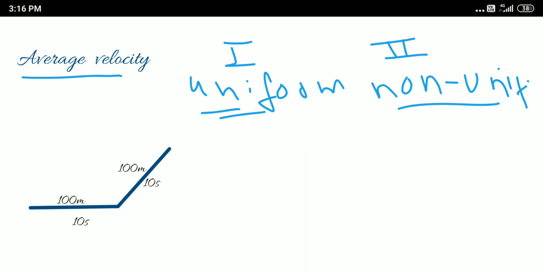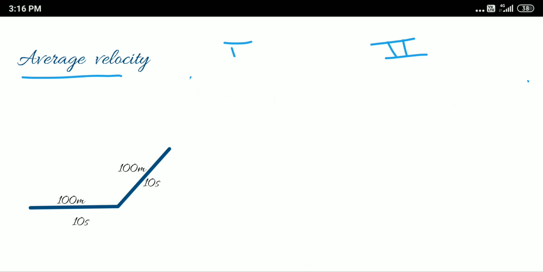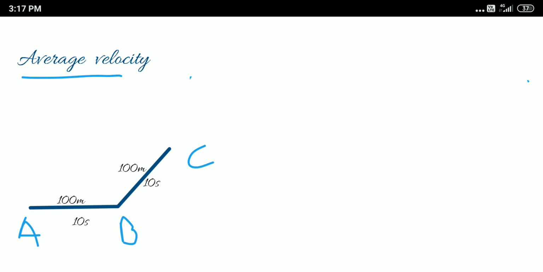So now I have taken the first case. You can observe an object is moving from A to B covering 100 meters in 10 seconds, and from B to C it is moving another 100 meters in the next 10 seconds. So what will be the average velocity? Now you can see the object is moving with a constant speed. Am I clear? Why is it moving with a constant speed? Because it travels equal distance within equal intervals of time.